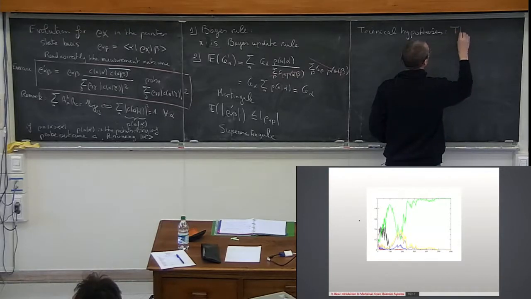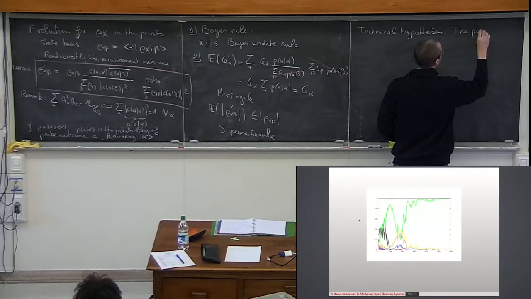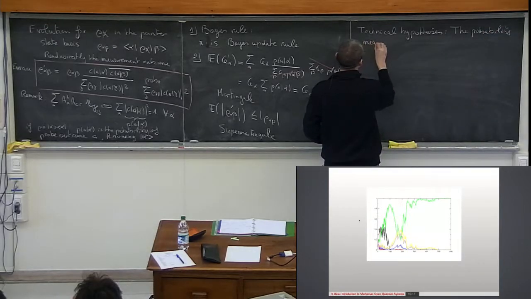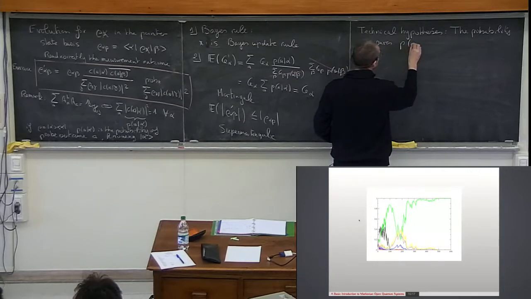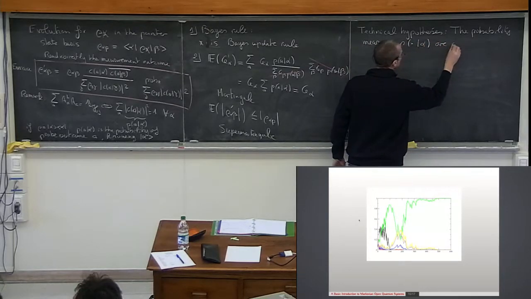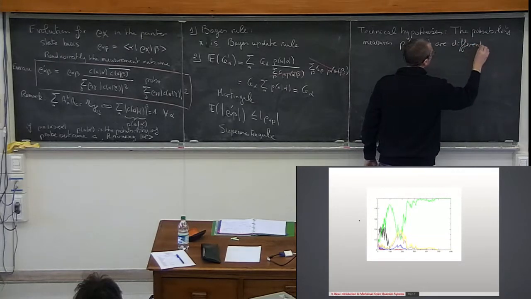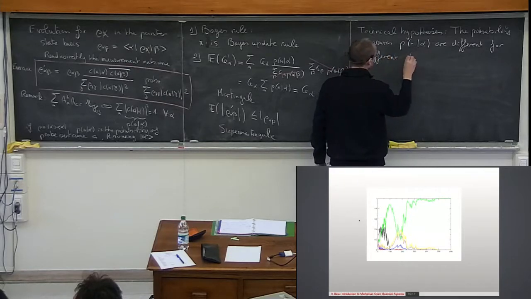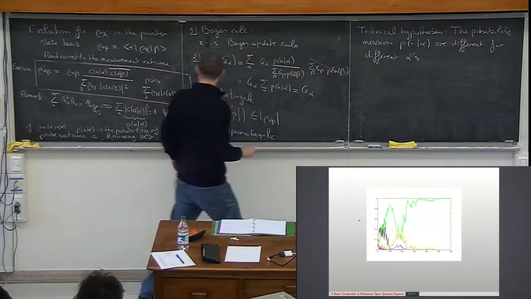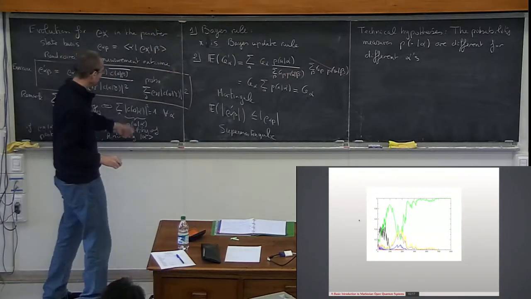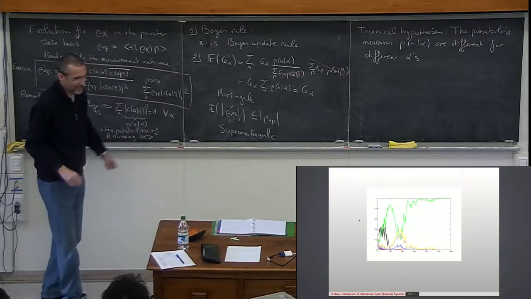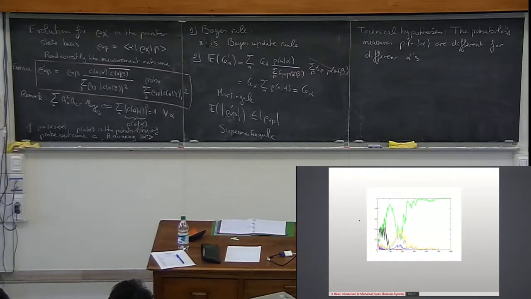which is the following. The probability measures P of something knowing alpha are different for different alphas. Okay, so these are conditional probabilities that the experiment gives result A knowing that you are in the pointer state alpha. So imagine what would happen if for different pointer states you would have exactly the same conditional probability.